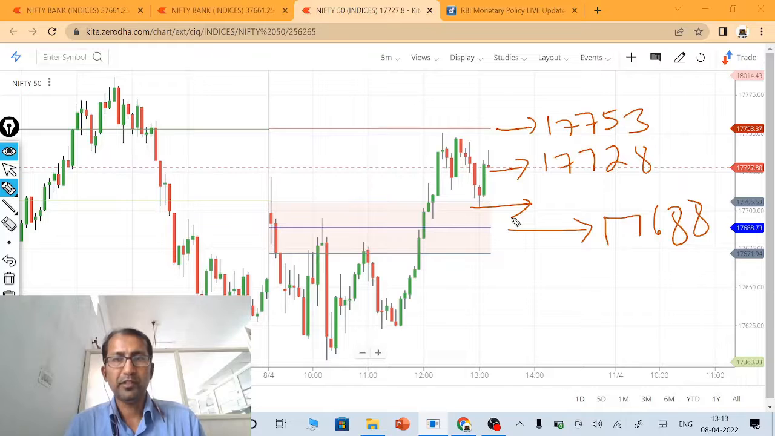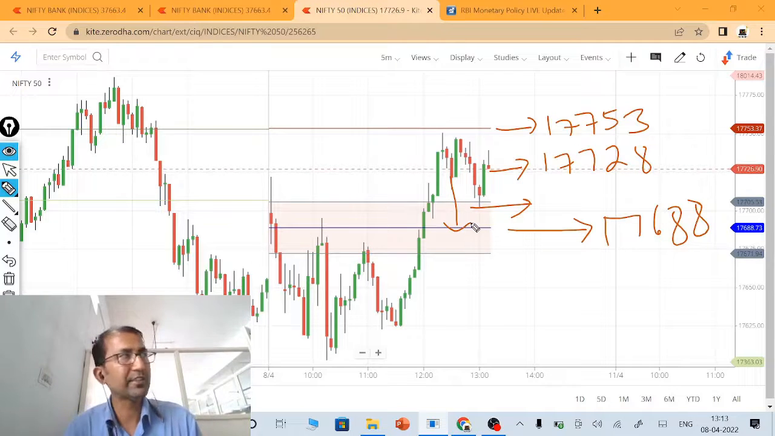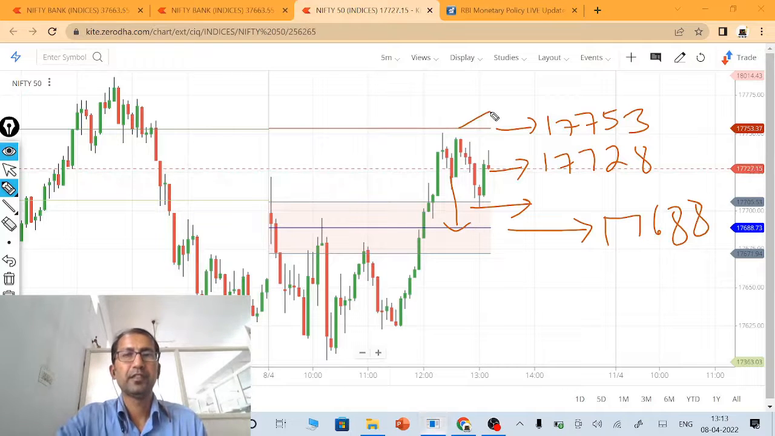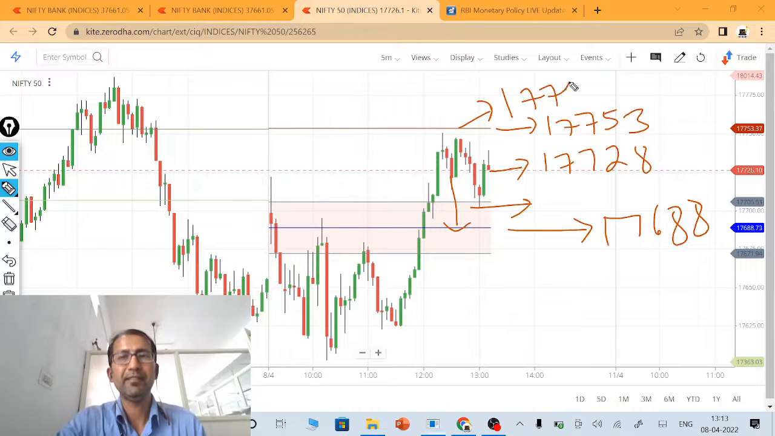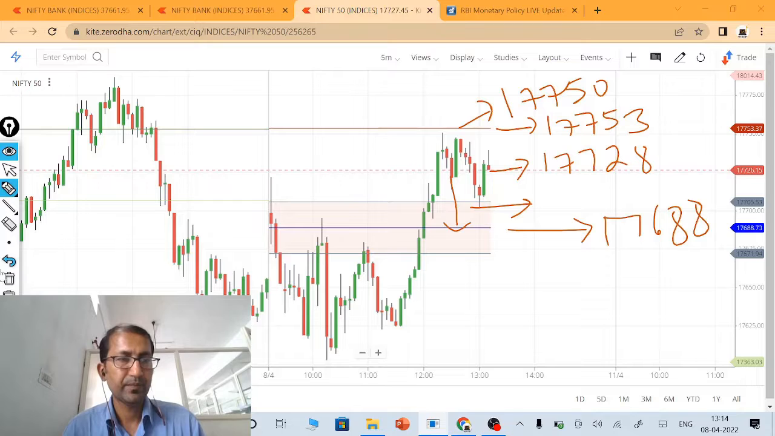So it's always better that you trade on fall. If the market is falling to the pivot level of 17,688, you can buy Nifty for a target of 17,750 on the chart. So that is the Nifty for today.